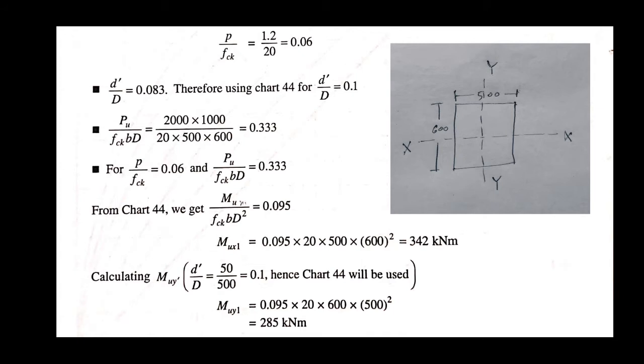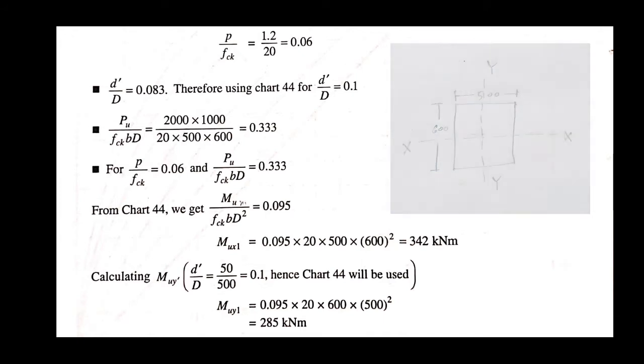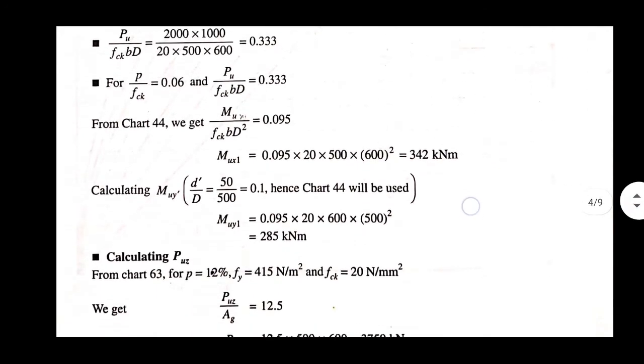If we put Muy1 instead of Mu, then Muy1 by fck b D square will be 0.095. So Muy1 is equal to 0.095 into fck, that is 20, into small b, that is width 600, into capital D square, that is 500 square. Now this is equal to 285 kilonewton meter.